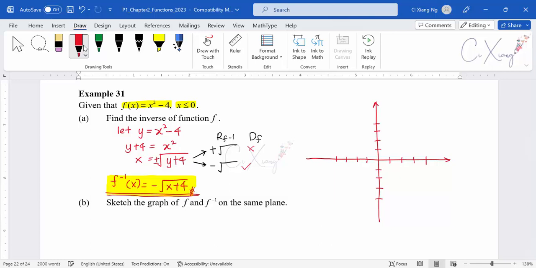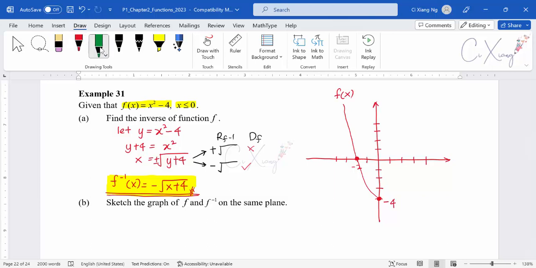Okay, so for my original graph, I have 0, negative 4. Let's say this is negative 4. It passes through negative 2, 0. So this is negative 2 and 0. Okay, so it should be a U shape, right? So when I sketch it, it should look something like this. So this is my original function f(x).